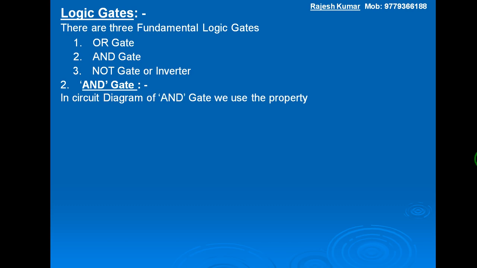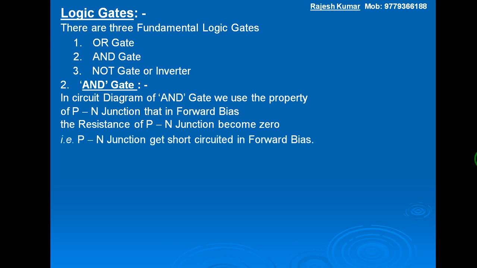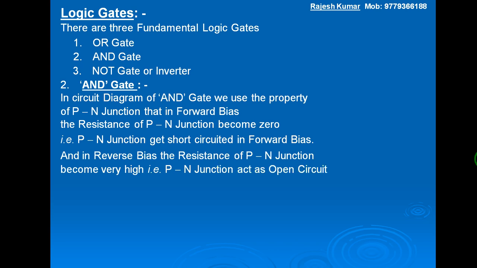In the circuit diagram of the AND gate, we use the property of the PN junction that in forward bias the resistance of the PN junction becomes 0, that is, the PN junction gets short circuited in forward bias, and in reverse bias the resistance of the PN junction becomes very high, that is, the PN junction acts as an open circuit, meaning no current flows through it.